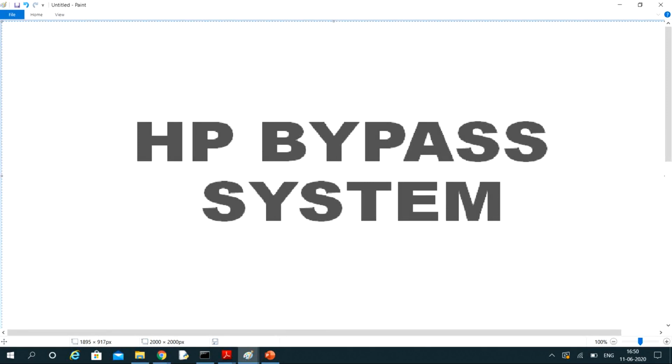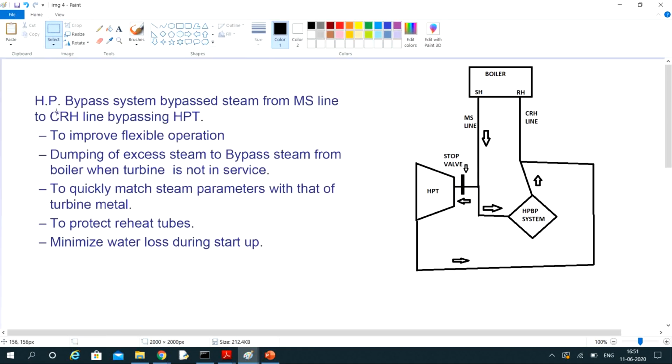So in our series of videos on boiler and turbine and all related to power plant, today we are presenting a video on HP bypass system. HP bypass system bypasses steam from the MS line to the CRH line, bypassing the HP turbine.